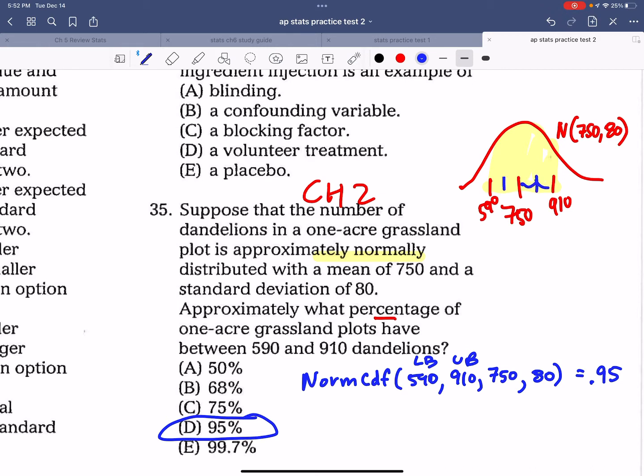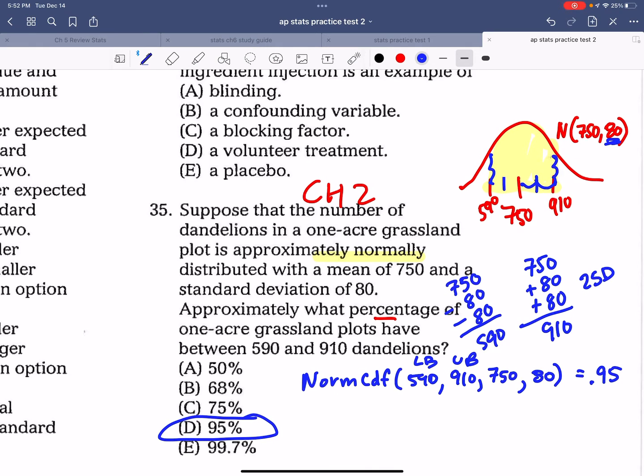These are precisely 2 standard deviations away. So 750, add 80, and add another 80. So adding 2 standard deviations, I end up getting 910, and subtracting 2 standard deviations, I end up getting 590. So it should come as no surprise, using the 68, 95, 99.7 rule, that 95% is my answer, because that's 2 standard deviations to the left and to the right. Got it?